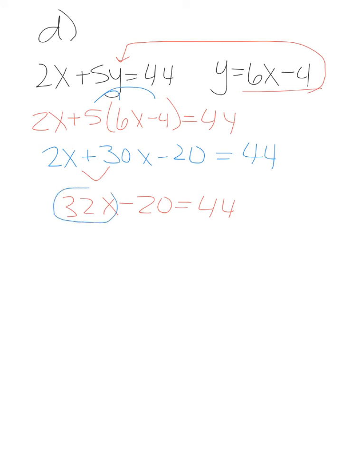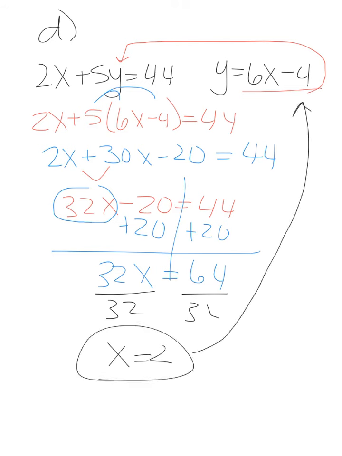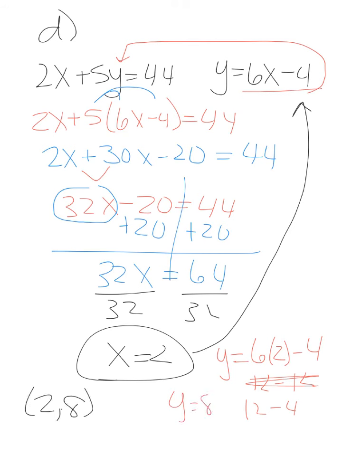Circle my 32x, can't touch it. What can I touch? Opposite of minus 20 is plus 20. 44 plus 20 is 64. Divide by 32, and x equals 2. I'm going to take my x equals 2 and plug it into my y equals equation. 6 times 2 minus 4. 6 times 2 is 12. 12 minus 4 is 8, so y equals 8. That gives me the final answer of the ordered pair, 2, 8.